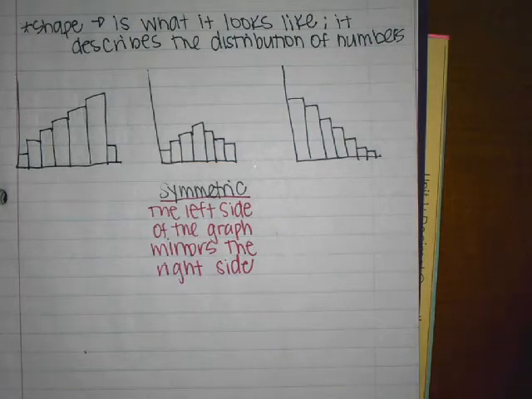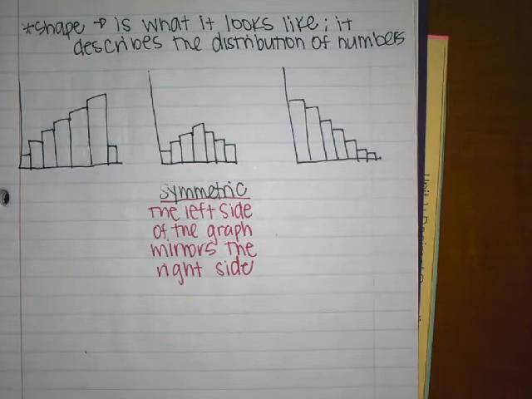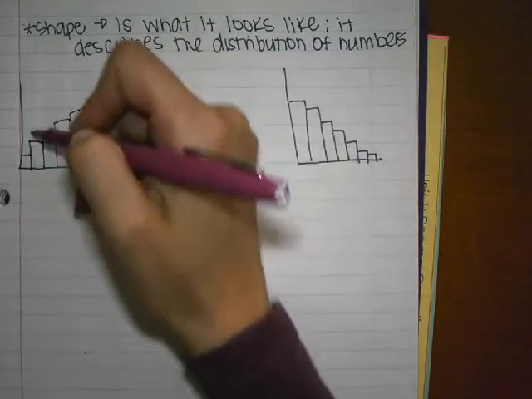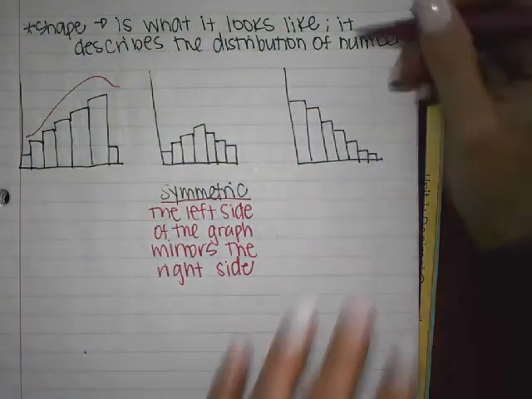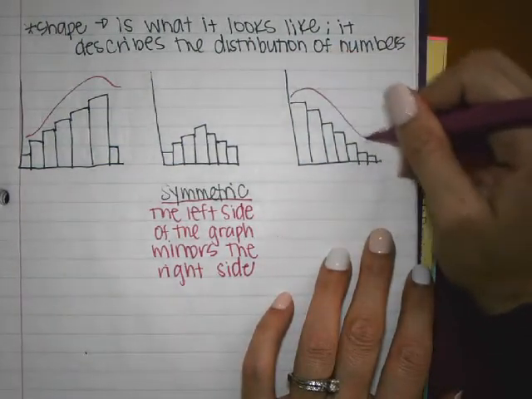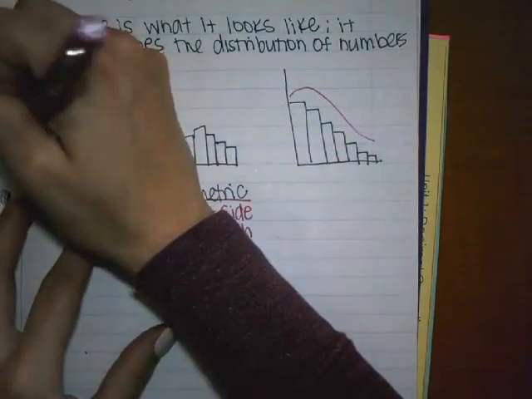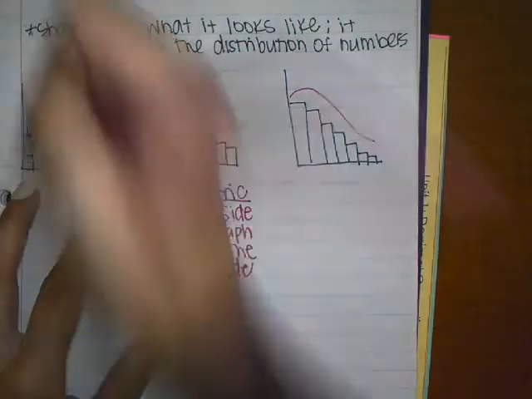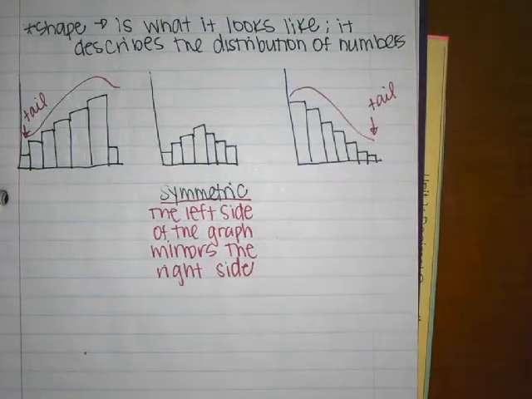Okay, so this is where it gets a little weird. When we look at these two graphs, you can easily tell that one of them's going up and one of them's going down, right guys? So the way that this works is, when you look at it, it looks like that, right? Or it looks like that, correct? Where the line that I just drew dips, this is what we call the tail of the data.